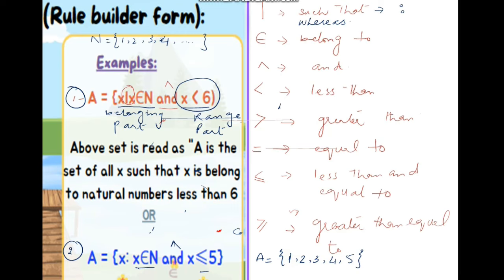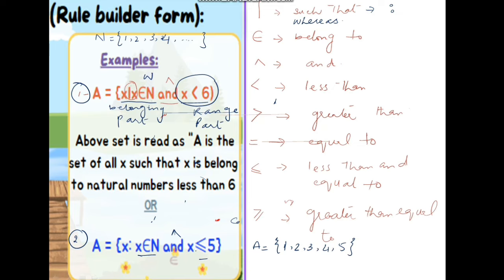If it is whole numbers, how are we going to write it? We have to write A is equal to, as whole numbers start from 0, so it starts from 0: 0, 1, 2, 3, 4, 5, and 5 is the last as it is less than 6.